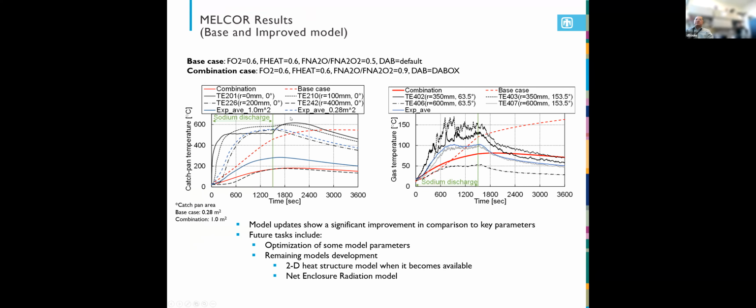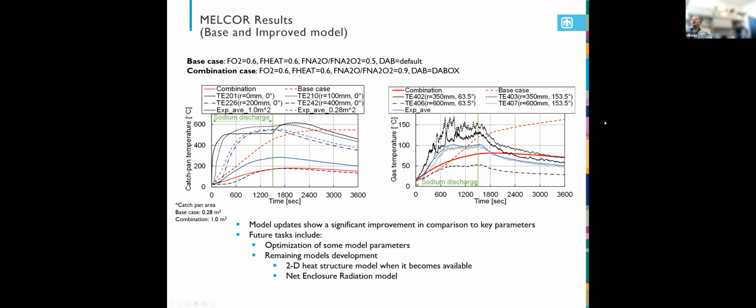Here's some result comparison. The base case just using the default containment models is the dot and red line, and then everything that we talked about, the three modifications, is a combination. You can see that the temperature of the base case is very high, but the combination case is getting close to the experiment, but for the catch pan, this is a 2D quasi model, so some of the heat may not be transferred into the pan correctly, and some improvement may be needed there.